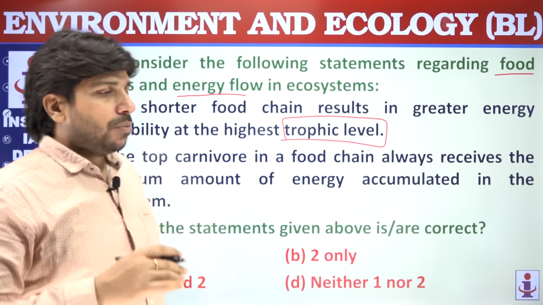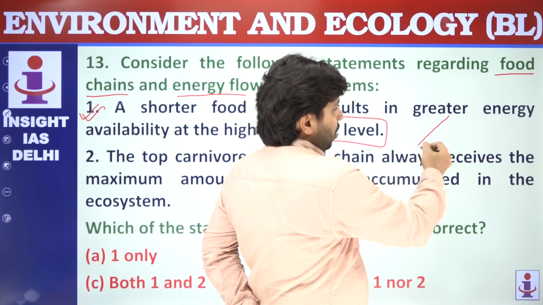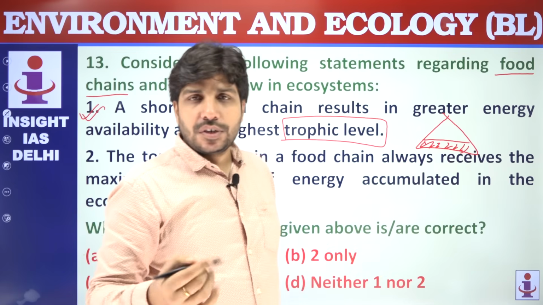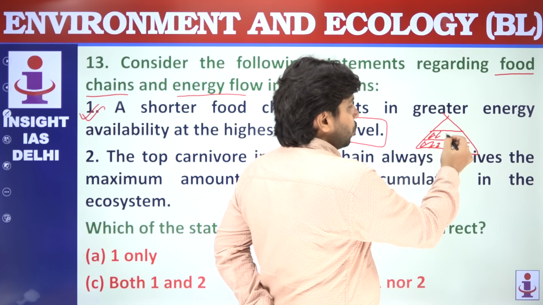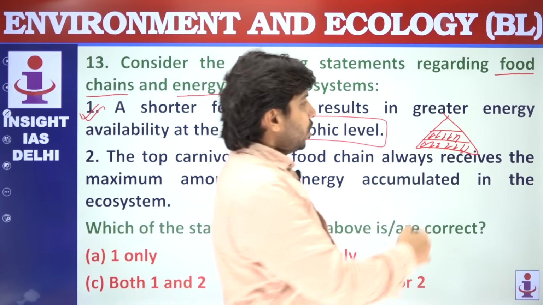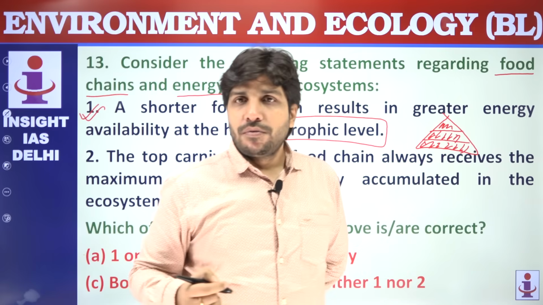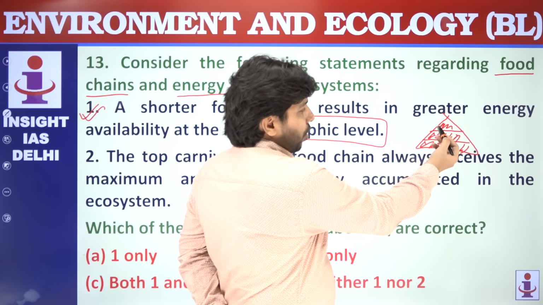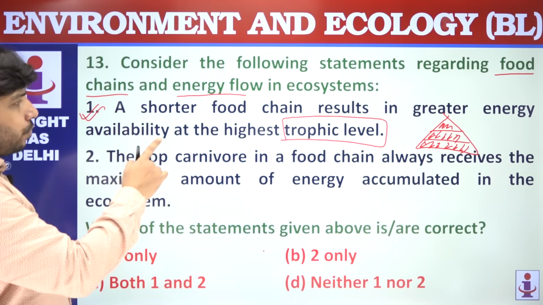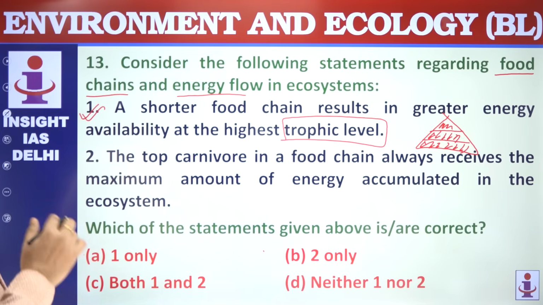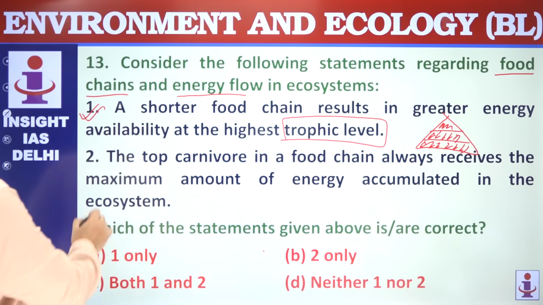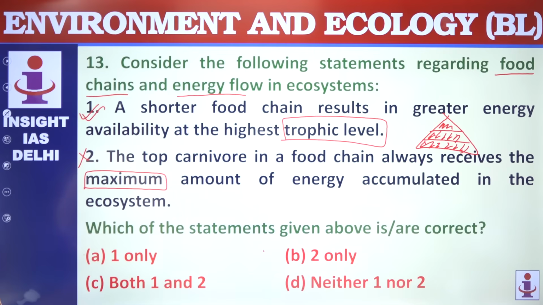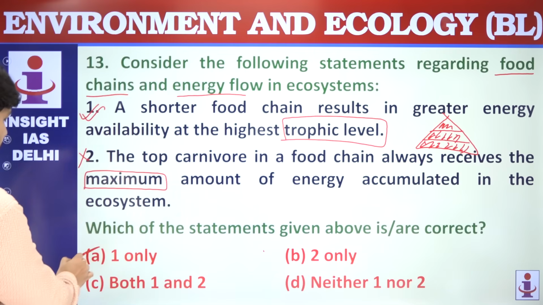What is trophic level? Food chain में there are different trophic levels. For example, consider this is a graphical representation. In the lower trophic level, suppose there are autotrophs, plants creating the food. Second trophic level, there will be herbivores, organisms which are feeding on plants. The third trophic level will be the carnivores, for example, tigers which are feeding on the herbivores. So this is a food chain. The upper one is dependent on the lower one. So a shorter food chain will result in greater energy availability. Statement 1 is correct. The top carnivore in a food chain always receives the maximum amount. No. Top carnivore always receives the least amount of energy accumulated. So only statement 1 is correct.